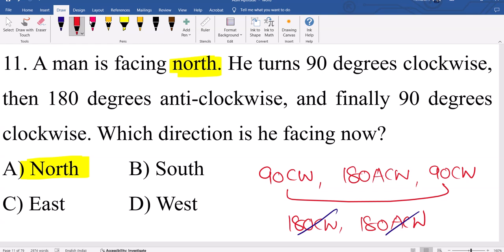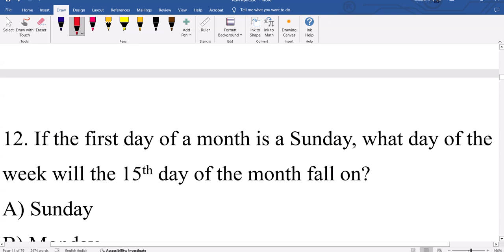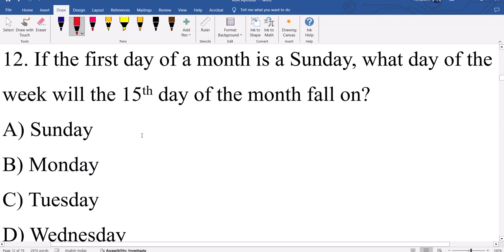Lot of people are trying like this, sir: I am in north, 90 clockwise, east, opposite, west. Don't waste your time doing every step. Finally get one thing. Okay, clockwise, anti-clockwise, it's opposite, we can subtract. Same clockwise you combine, same anti-clockwise you combine. Get the one result, do only one operation. Here it is 0 finally, nothing is going to happen. Whatever it is initially, finally same. Next one, very simple question related to calendar.